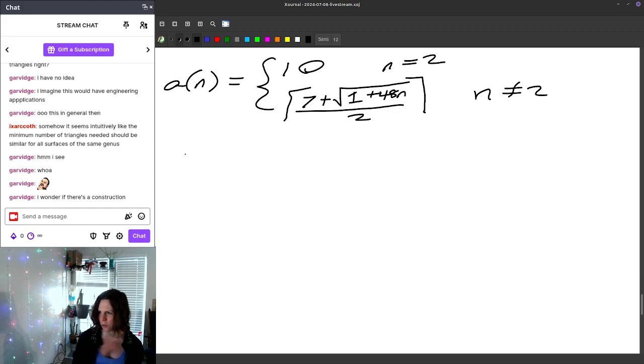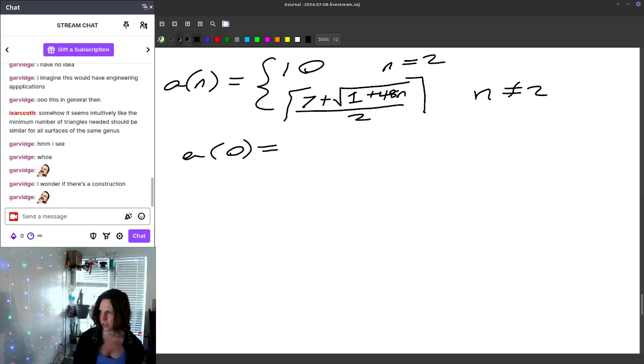Let's just try it out for small values. It's just a basic sort of sanity check. If I plug in 0, I get 7. The ceiling of 7 plus the square root of 1, so 8 over 2 is 4. I get 4. Okay, that looks good. I know that triangulation of the sphere is the one that's the tetrahedron. I know that makes sense.